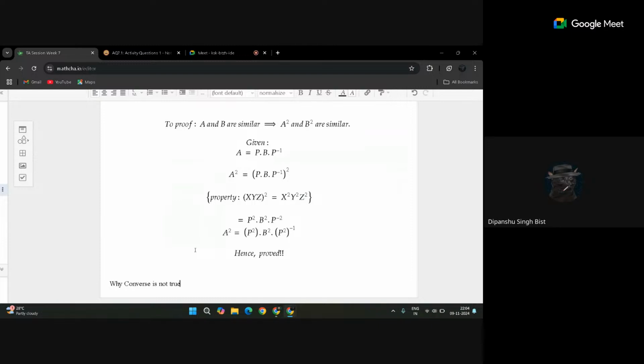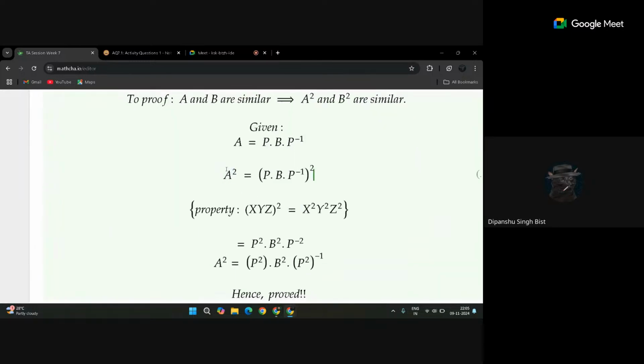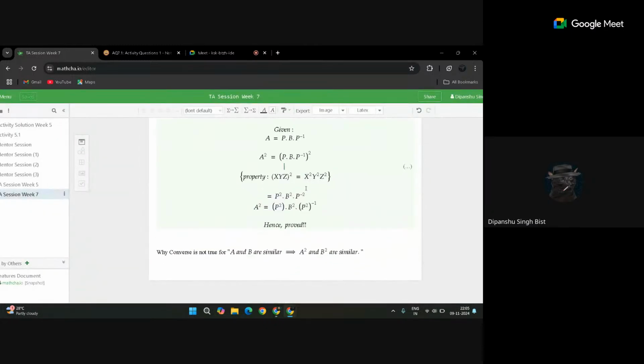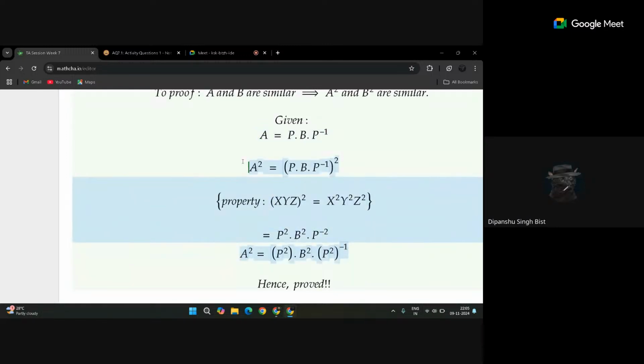Converse is not true. Sir, can't we go reverse like this? P square, B square from last step to first step? Yeah, that's what I was telling. If you go in the reverse order till here, you will have no issues. But you cannot take root on both the sides because it's equivalent to multiplying with the power half. Fraction power of matrices you must have not seen. So from here you cannot jump here. That is the only problem. From here to here, all the steps are reversible, but this step is not reversible.